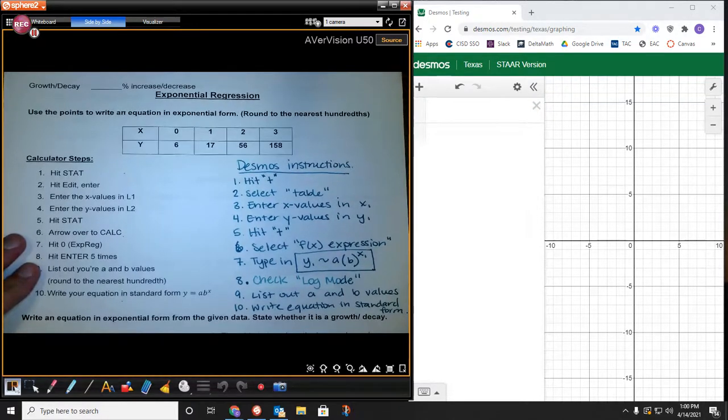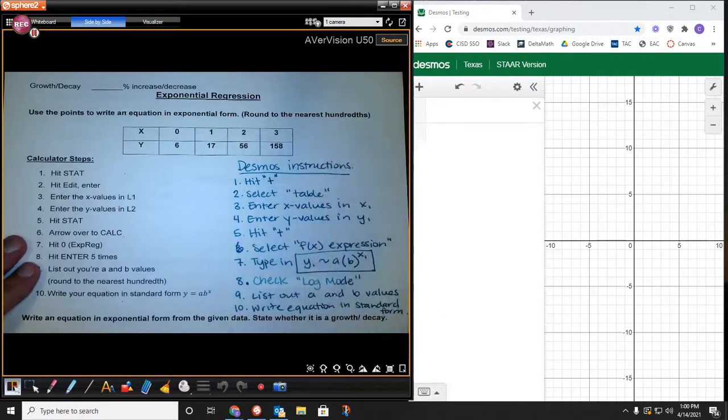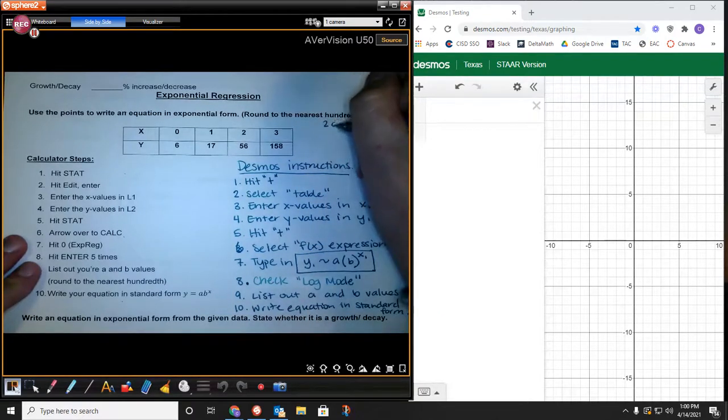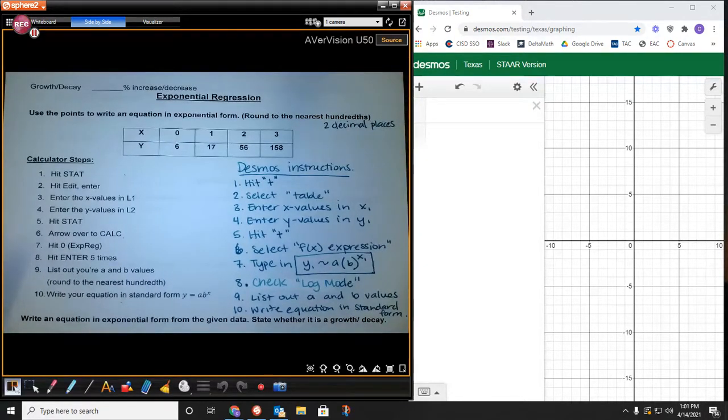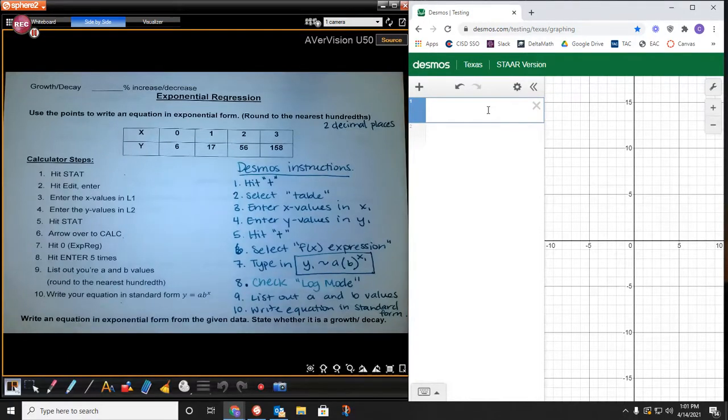In order to do this, it says, use these points to write an equation in exponential form. We want to round to the nearest hundredths. That means we want to round to 2 decimal places, right? So 2 decimal places. So point something something. So what we're going to do is go ahead and use these instructions.